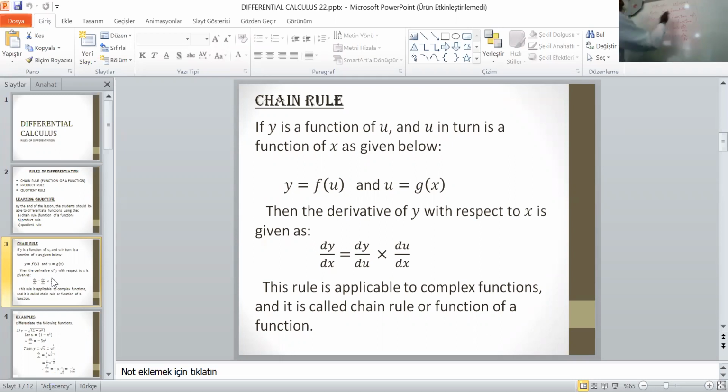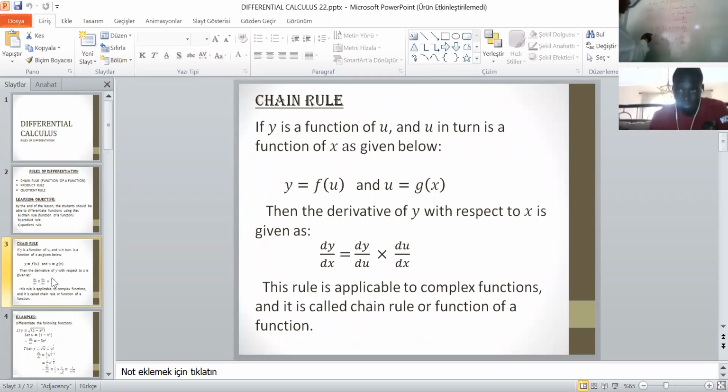Then how do you now get y as a function of x? It means therefore dy over dx should be equal to dy over du times du over dx. And that is what we call the chain rule. You are bringing two functions together. Y, which is a function of u, you differentiate to get dy over du. U, which is a function of x, you differentiate to get du over dx. So then what is dy over dx? It is dy over du times du over dx. This is what we call the chain rule of differentiation. And of course, it is applicable to complex functions.